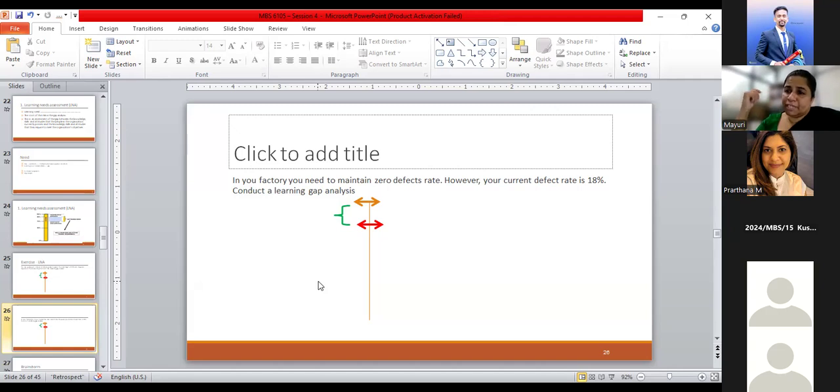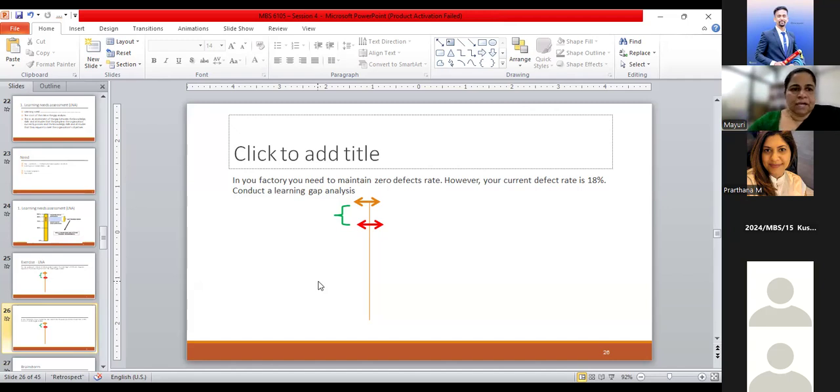So you can quantify. You can quantify not only numbers and percentages, but even qualitative aspects like leadership, teamwork, communication, interpersonal skills. Anything can be converted into a gap analysis, right?